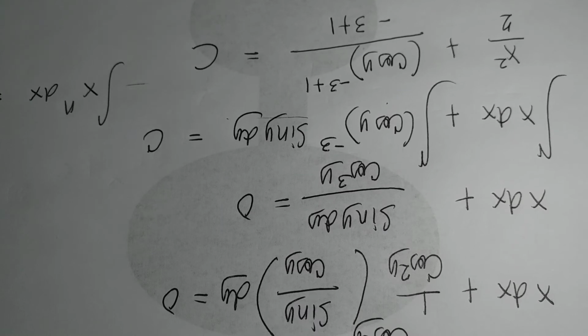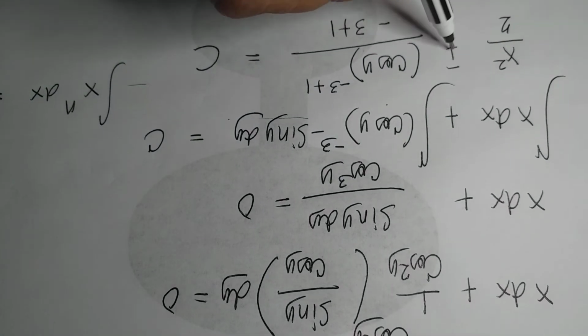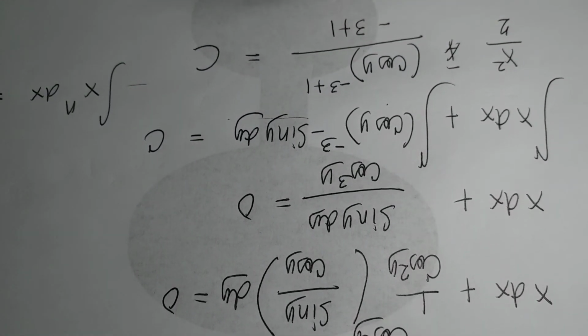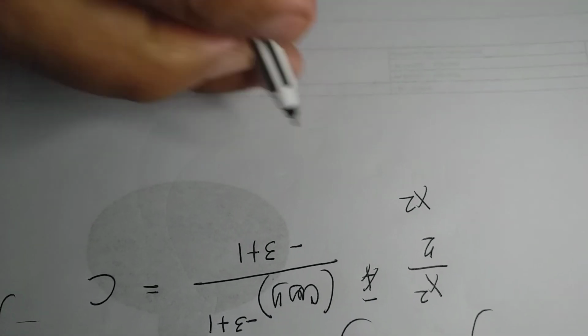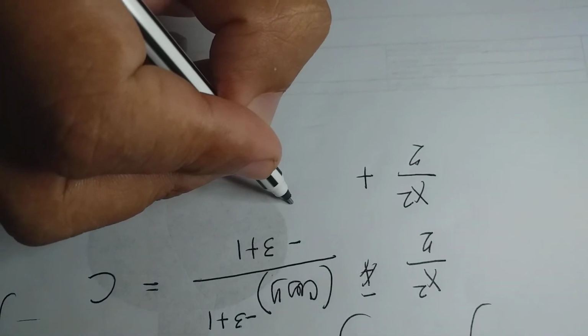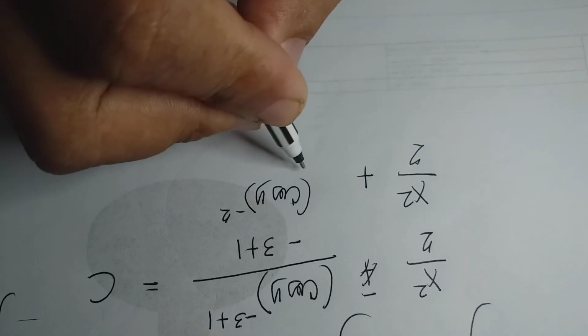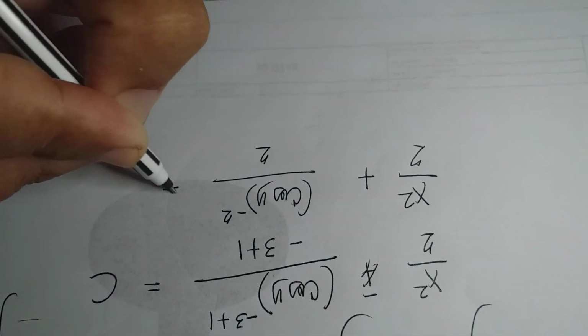Okay? But what is the integral of cosine? Differential of a cosine is negative sine. So this must be negative. So we have x squared over 2. Negative negative is positive. Cosine y to the negative 2 over 2 is equal to c.